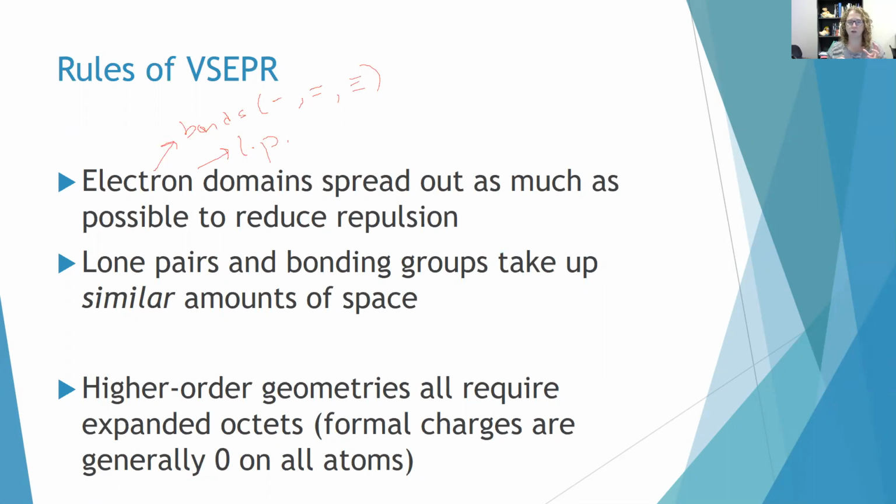They want to reduce repulsion. And lone pairs and bonding groups, because they're trying to reduce repulsion, take up similar amounts of space. And in fact, a lone pair took up a little bit more, and we had some scrunching on bond angles.